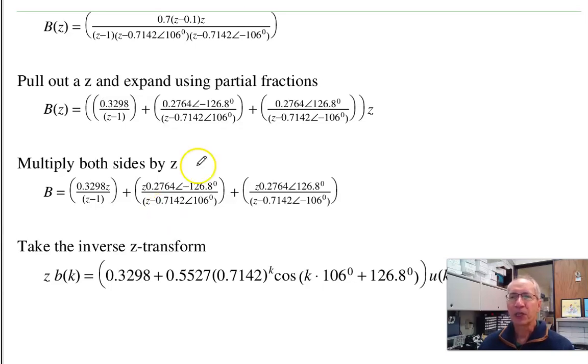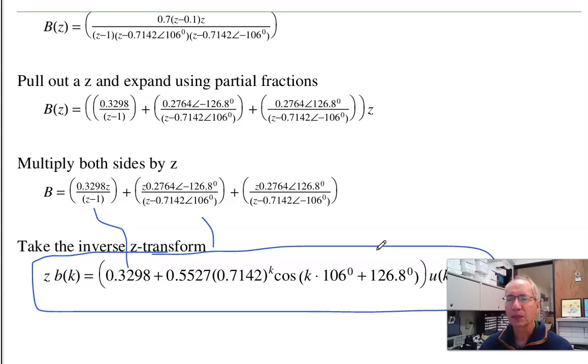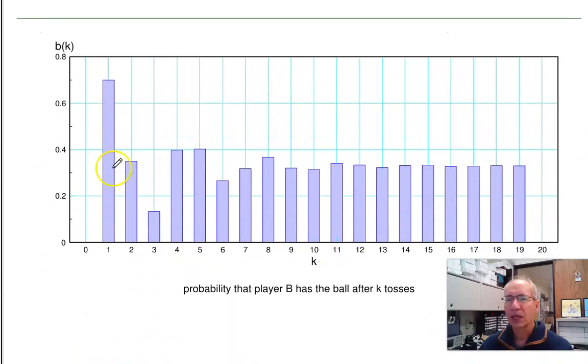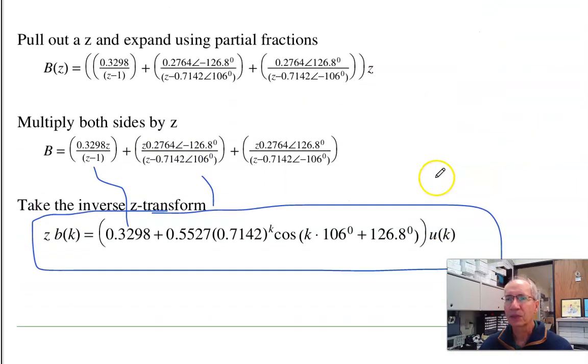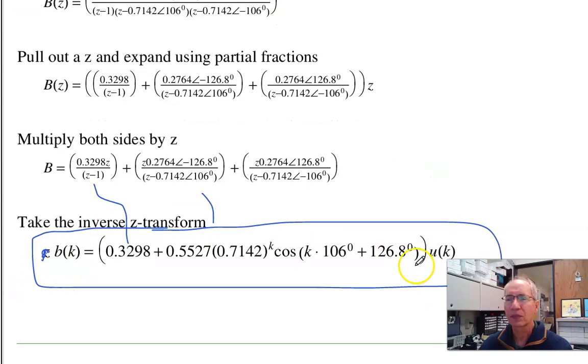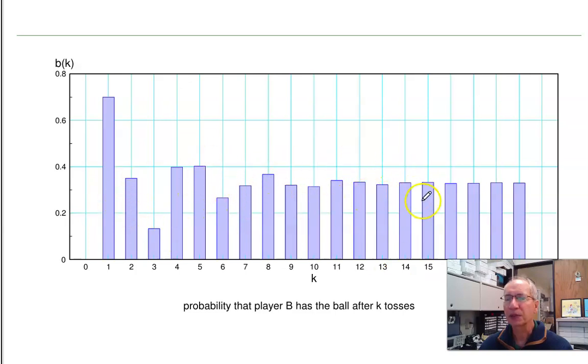To find the inverse Z transform, or the equation for B of k, here's your system, multiplied by Z. Pull the Z outside, do partial fraction expansion. I'm going to get complex numbers. Multiply through by Z, and then this is 0.32 times 1 to the k, plus double the amplitude, 0.55 times 0.7 to the k, times cosine of k times 106 degrees. So there's your cosine function. It's rotating, shifted by, turns out for this one, plus 126 degrees. That is B of k. And that's what it looks like. And there's the cosine bouncing up and down. That's the ball spinning around the circle, and you can see that in those oscillations.